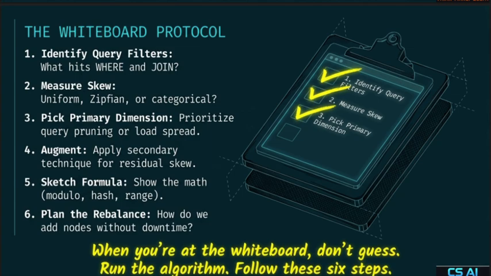Now, a question for you. In your current system, what is your primary sharding dimension? And have you ever had to deal with a hot partition during a traffic spike? Let us know in the comments.